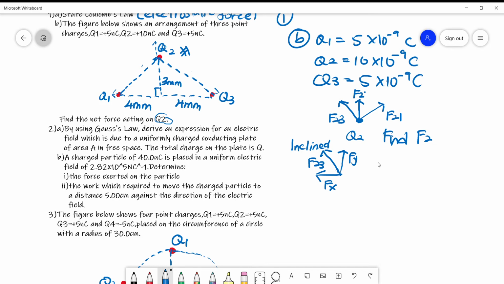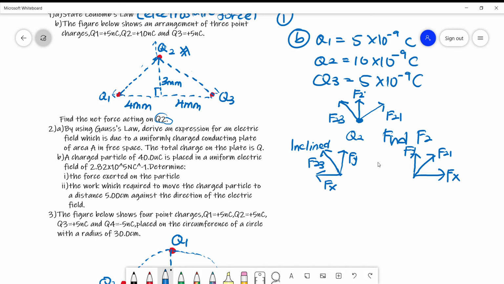The same goes for F21. So this is F21, of course. F21 is also in inclined form, so this F21 is a resultant force. This resultant force will eventually give us the vertical component and horizontal component, which is Fx.